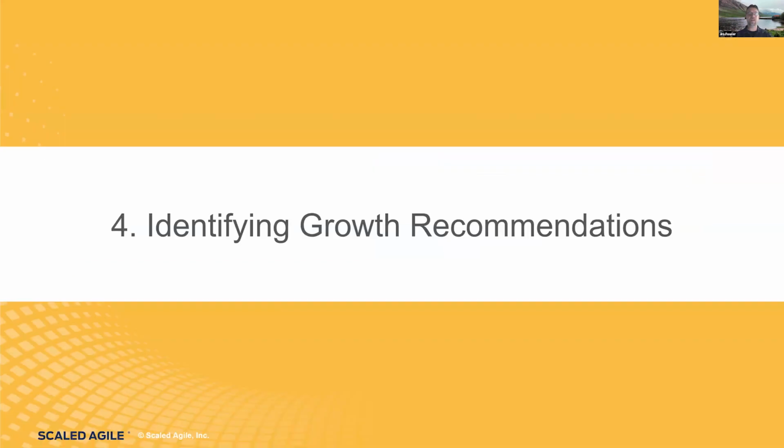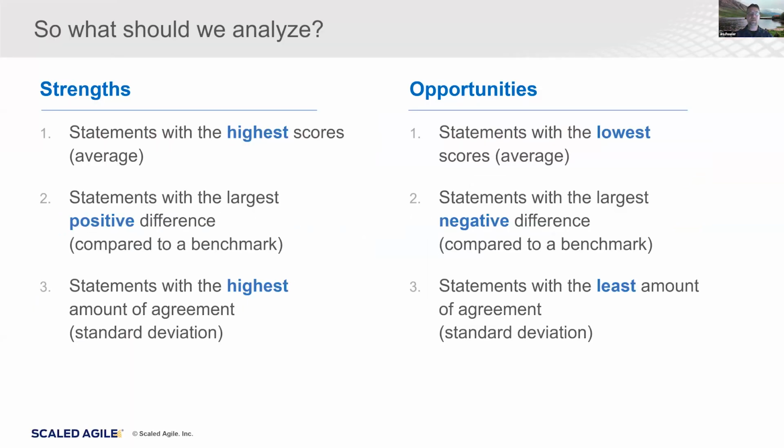So once we've done that, how do we look at identifying our growth recommendations? What does that look like? There's a few things that we want to consider when we're analyzing the data and looking for those growth recommendations. Some of the things that we want to look at is not just what isn't going well, but let's also look at our strengths. Let's look at those statements where we have the highest scores, where we feel that we're doing well in these areas. These are areas that we can celebrate.